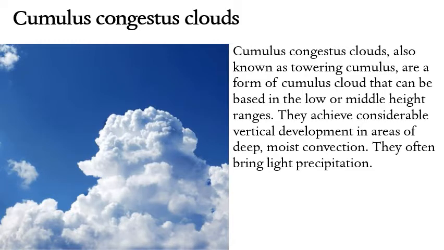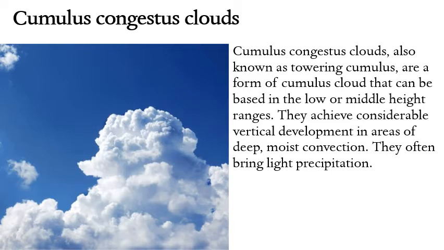Another type of cloud, a miscellaneous type, is the cumulus congestus cloud. This is another genus of cumulus clouds, wherein cumulus congestus clouds, also known as towering cumulus, are a form of cumulus clouds that can be based in the low or middle height ranges. They achieve considerable vertical development in areas of deep, moist convection, and they often bring light precipitation. So this is the cumulus congestus cloud.